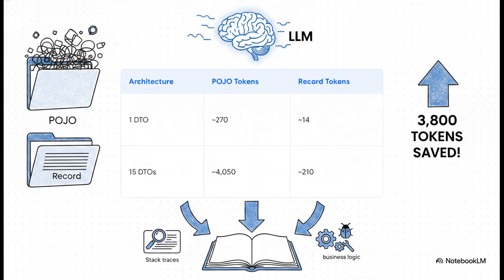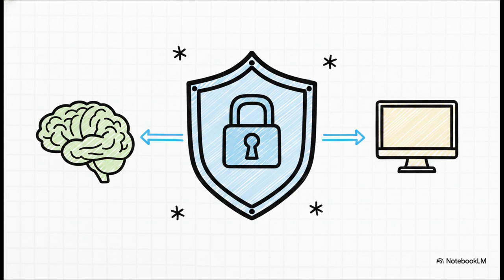That is massive space you get back for providing the LLM with complex stack traces, deep business logic rules, and the actual debugging context you care about. So why are records the absolute ultimate choice over something like Lombok? Well, for starters, there are 0 external dependencies, which means a cleaner pom.xml. And again, that's less noise for the LLM to read.